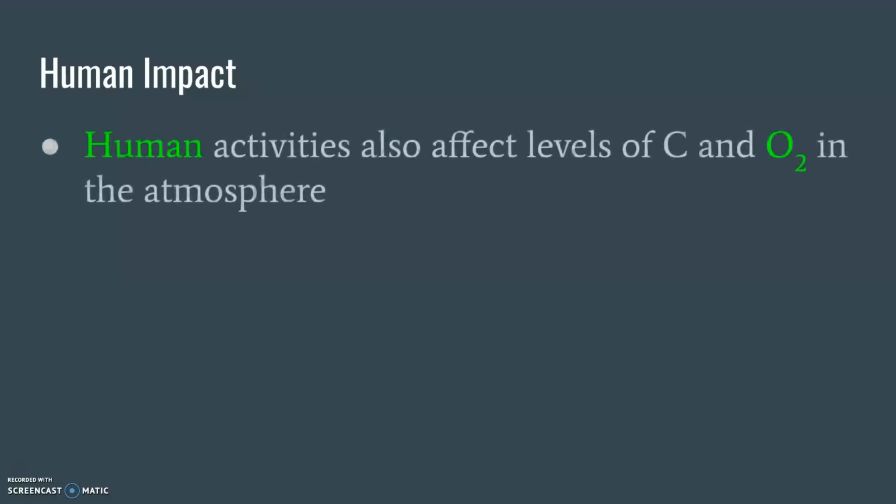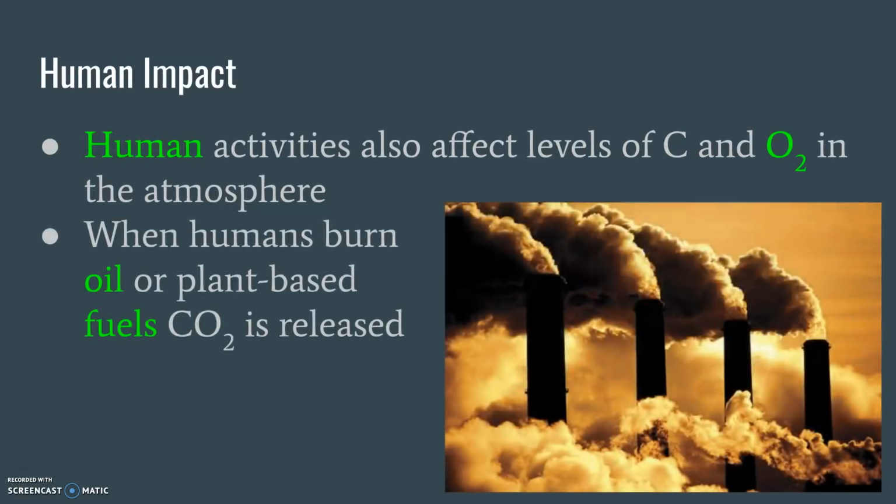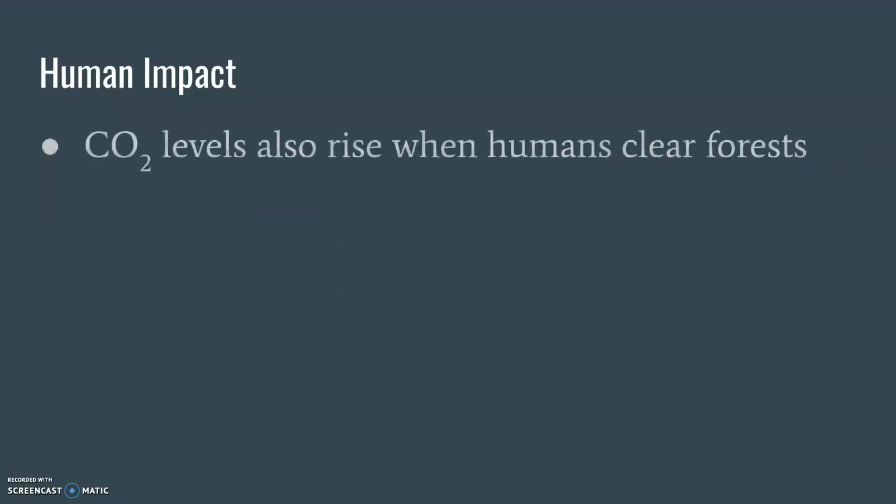So, human impact. Human activities affect the level of carbon and oxygen in the atmosphere. When humans burn stuff, it releases a lot of CO2. So you can see here with these giant exhaust pipes of a factory, all of this stuff is a combination of steam, pollution, and carbon dioxide. All really, really bad things for the atmosphere. No bueno. So we as humans, we're actually creating a big problem, and we're going to continue to talk about this.